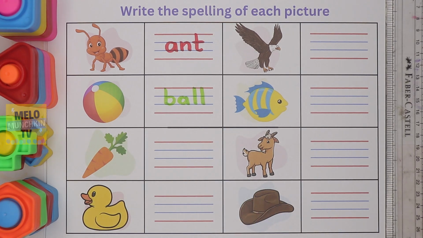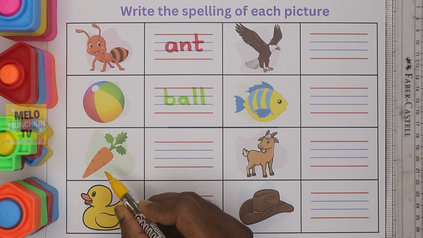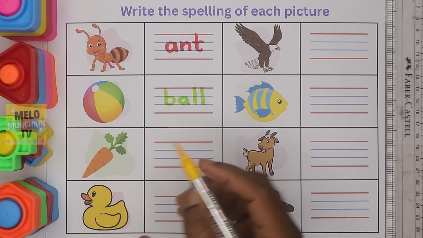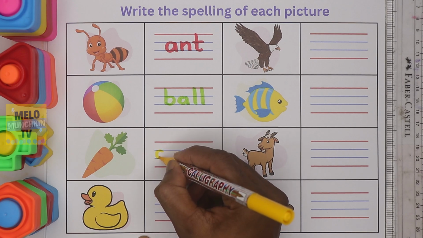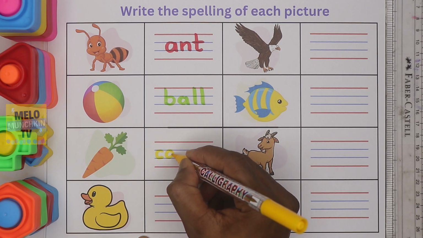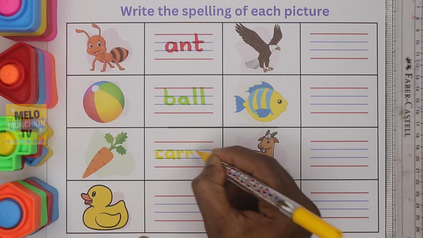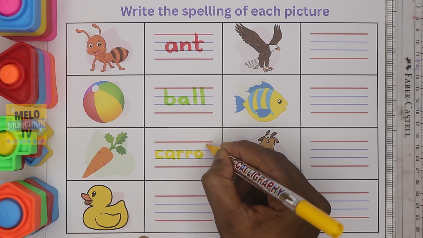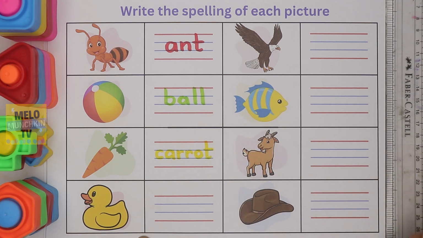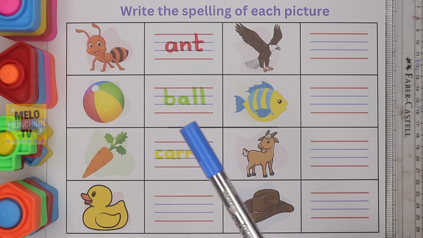Okay. So next I'll take yellow color and write the spelling of carrot. This is a carrot. C A R R O T. Carrot. C A R R O T. Carrot.